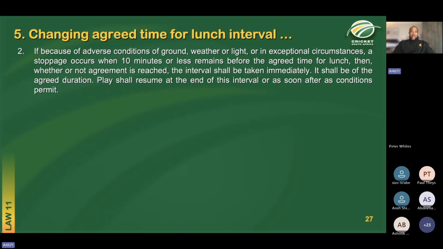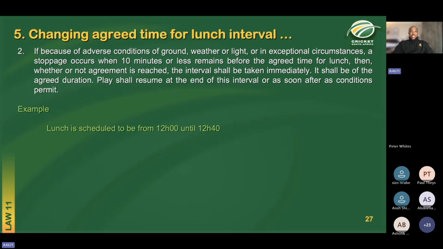We are still looking at when we can change the agreed time for lunch. If because of adverse conditions of ground, weather, or light, or in exceptional circumstances, a stoppage occurs when 10 minutes or less remains before the agreed time for lunch, then whether or not an agreement is reached, the interval shall be taken immediately. It shall be of the agreed duration, and play shall resume at the end of this interval or as soon as conditions allow.